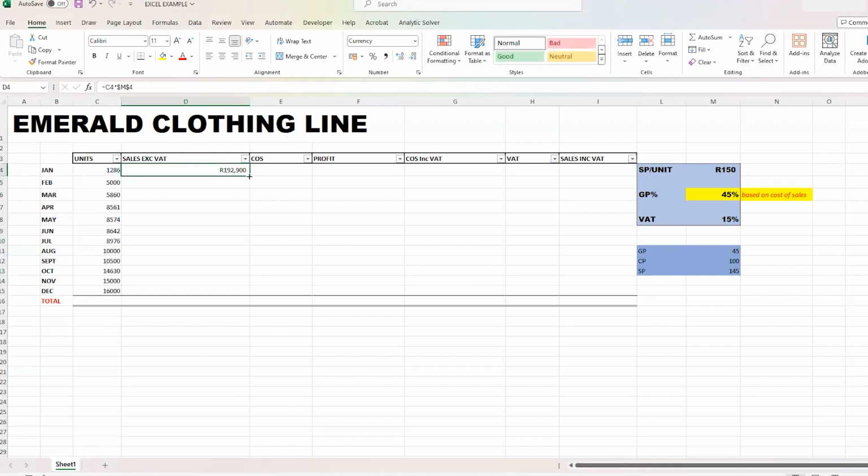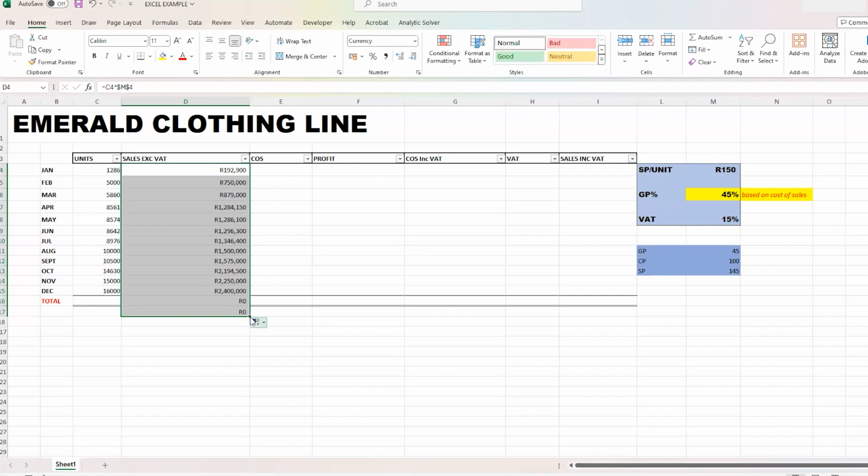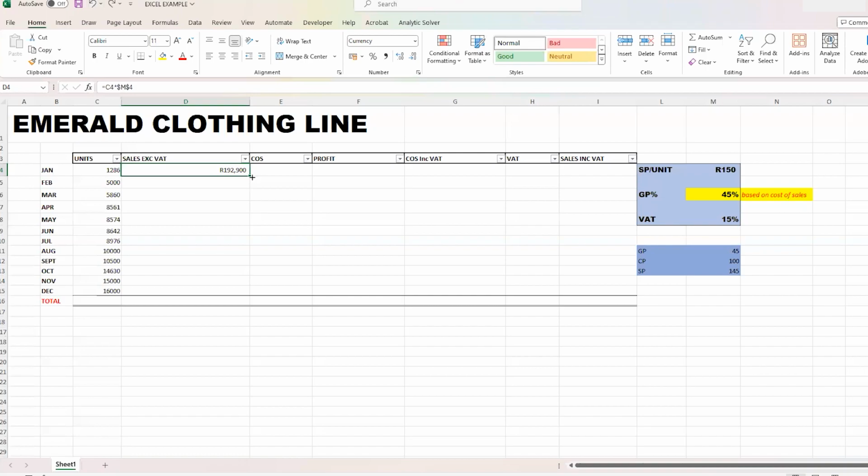So, and then I'm going to drag this down. I can double click and it gives me... I don't want it to go all the way there. I want it to end here. All right. Or alternatively, I could have just done it this way. I could have just dragged it down, hold it until I get here. Awesome. Okay, so that is my sales excluding VAT.